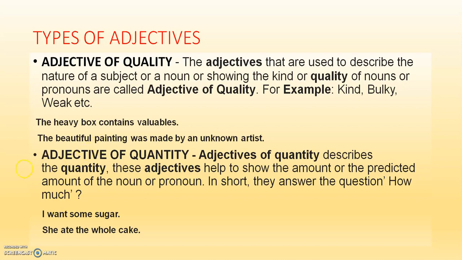The next is adjective of quantity. Now quantity, as you know, means the amount of something. So here adjectives of quantity describe the quantity, or they help to show the amount or the predicted amount of a noun or pronoun. In short, they answer the question, how much? Here you can see the examples. I want some sugar. She ate the whole cake. So these are two adjectives of quantity.